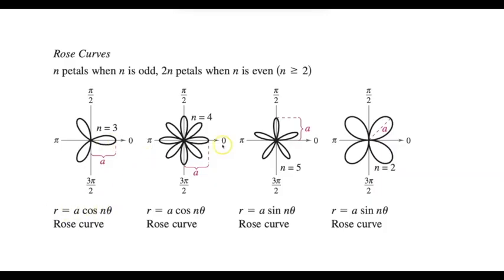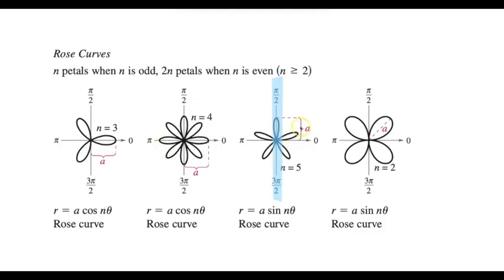So you can see here, a is always the length of the petal. And n, it depends. If n is odd, it's just the number of petals. Here n is 3, we have 3 petals. Here n is 5, we have 5 petals. But when it's even, then it's 2n petals. Here n is 4, so we're going to have 8 petals. And here n is 2, we have 4 petals.